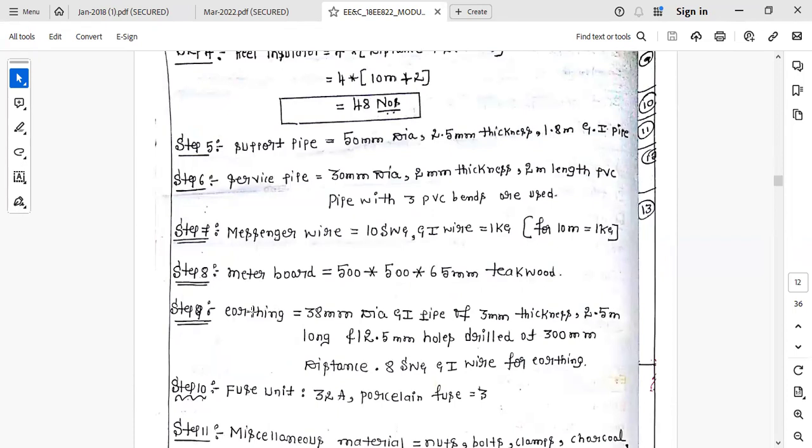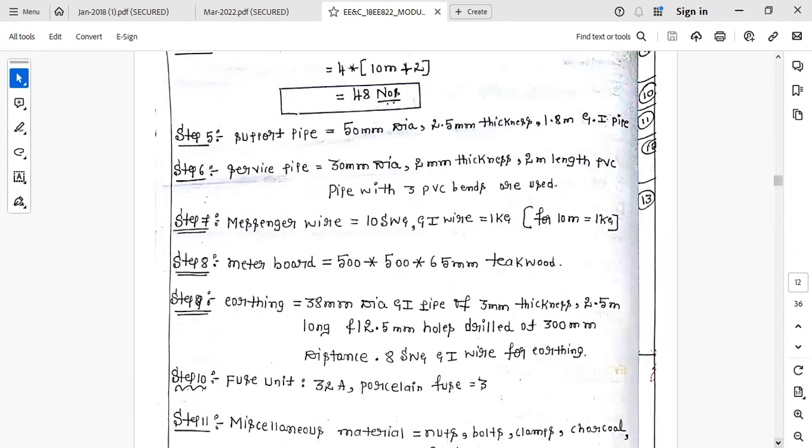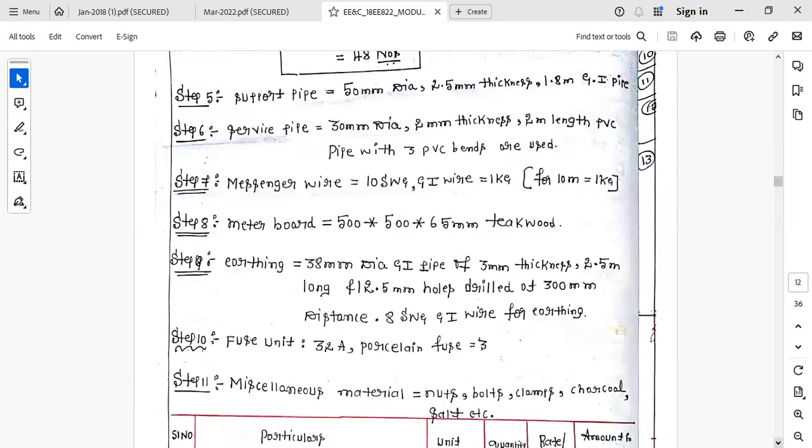Step number 9, earthing: 38 mm dia GI pipe of 3 mm thickness, 2.5 meter long, 12.5 mm dia holes drilled at 300 mm distance, 8 SWG GI wire for earthing.